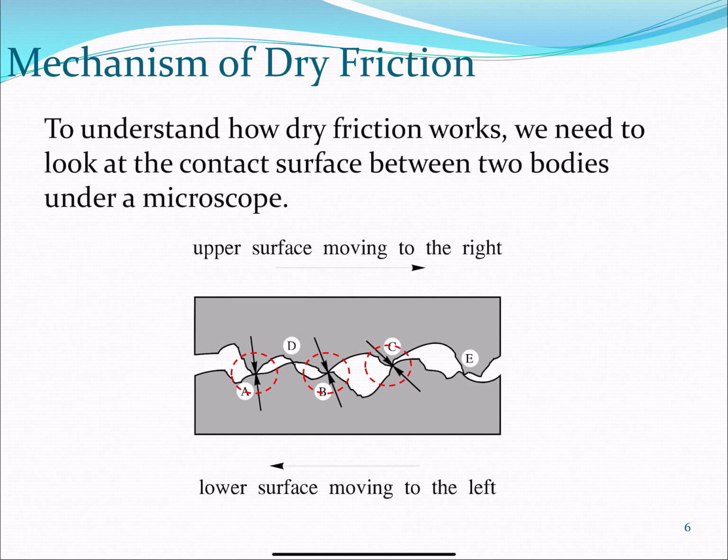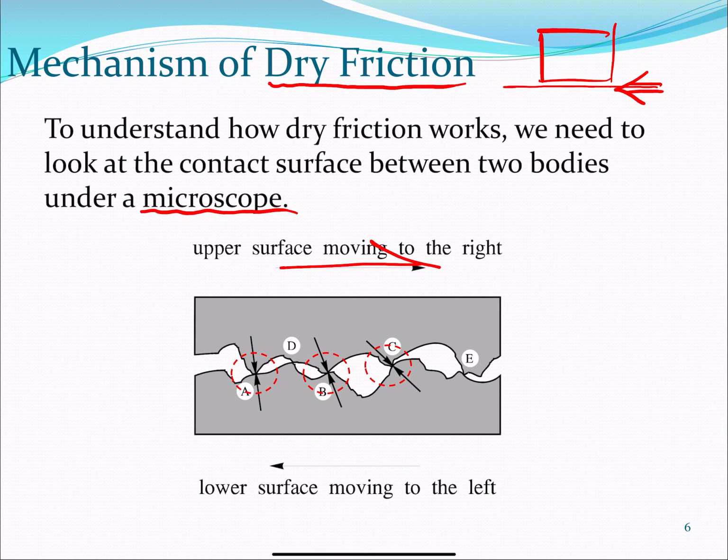Now, going back to dry friction, the box sliding over a floor. Why does that friction appear? Or what is the friction force? If we take a microscope and look at the contact between the two surfaces, and assume that this one is moving in this direction and the bottom surface moves towards the left, you'll see that there are a number of contact forces that will be created.